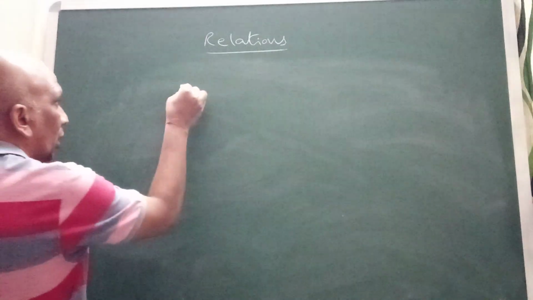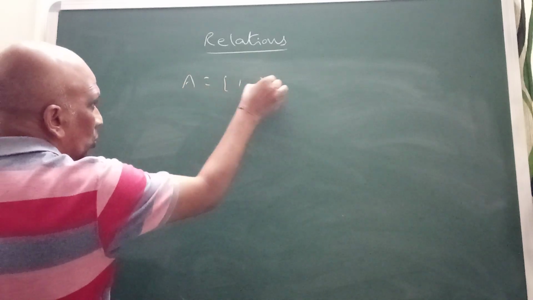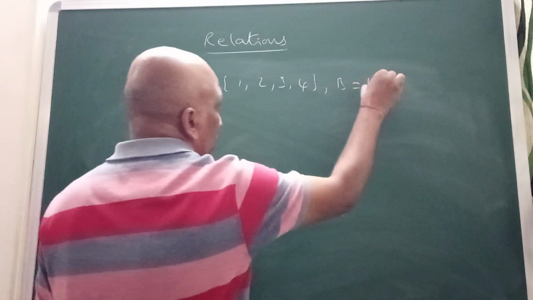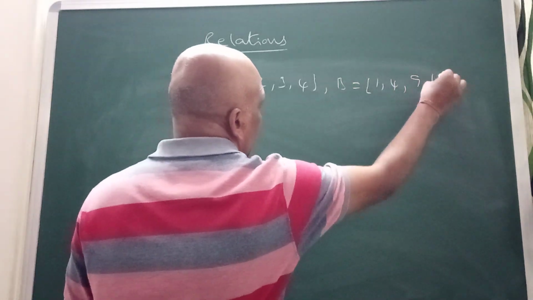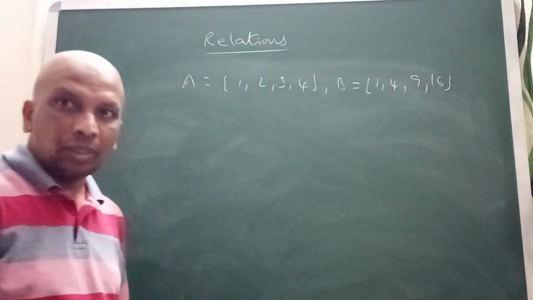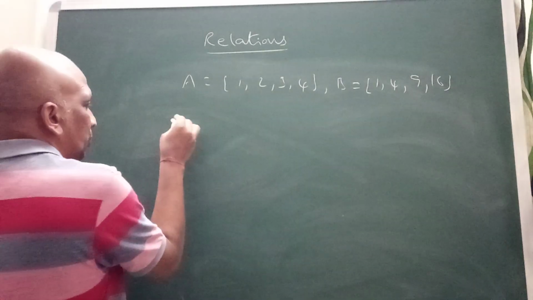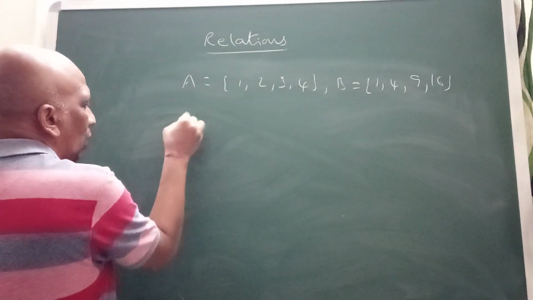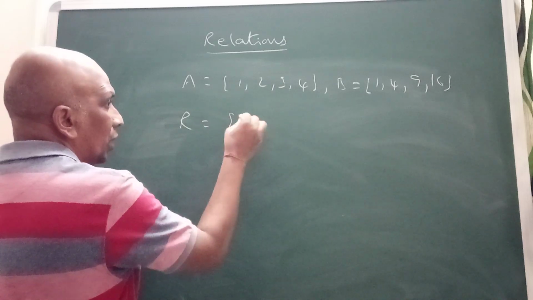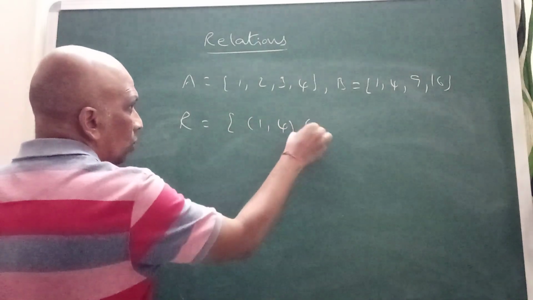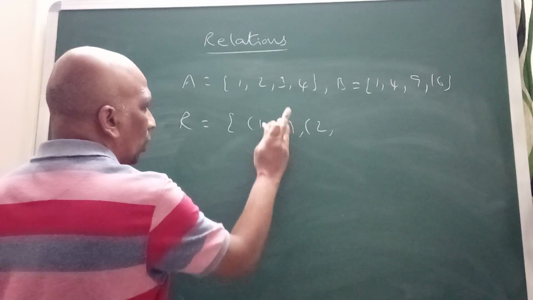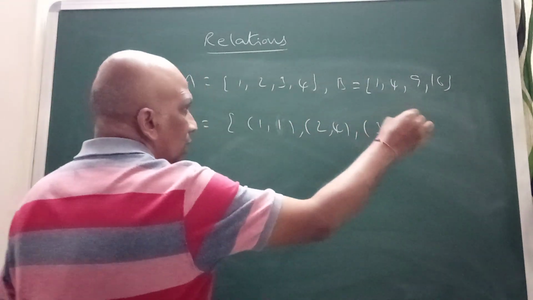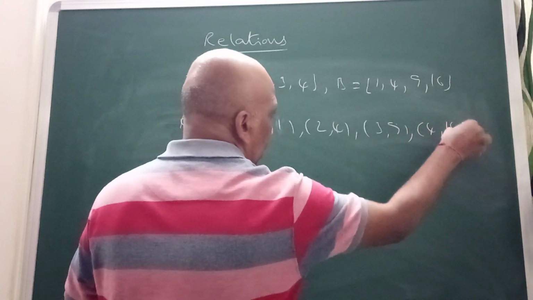For example, I have taken A equal to {1, 2, 3, 4} and B equal to {1, 4, 9, 16}. Suppose I have taken one relation here. You can see I have written a relation: R equal to {(1, 1), (2, 4), (3, 9), (4, 16)}.